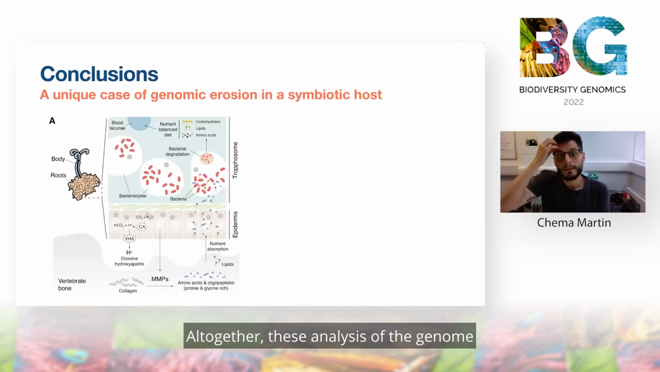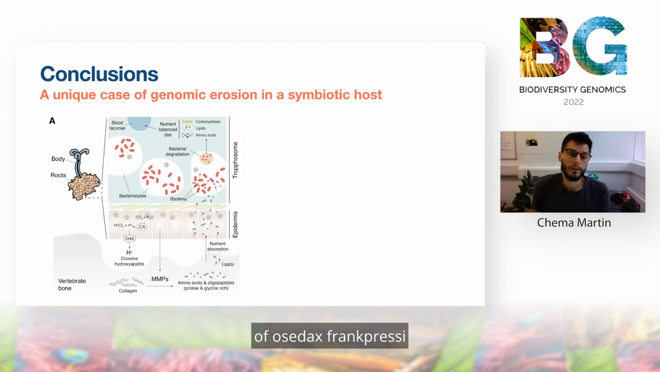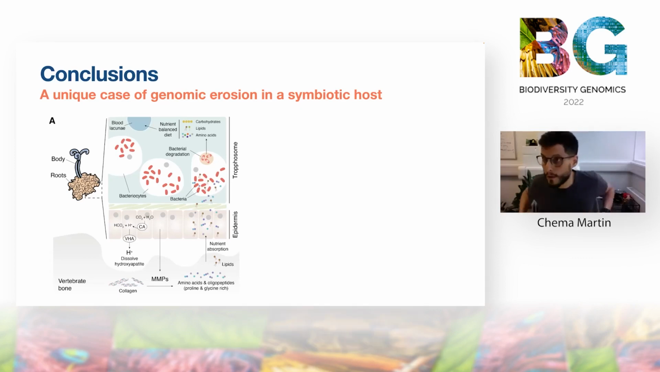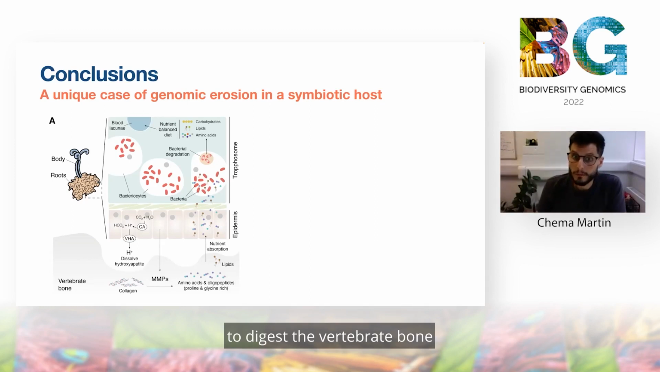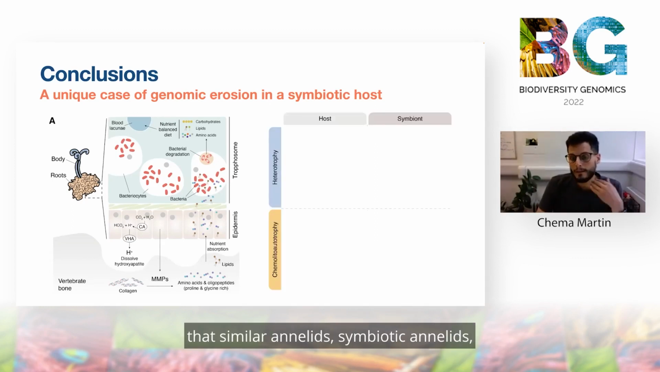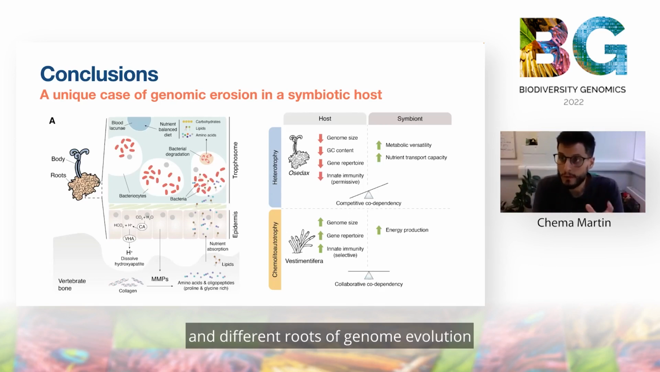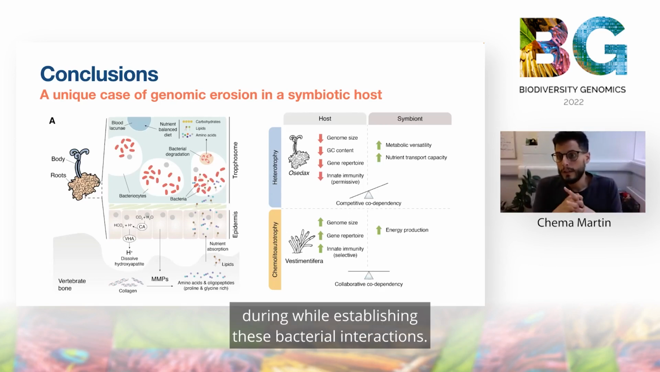Altogether, this analysis of the genome of Osedax frankpressi allows us to define a scenario of how the host and the symbiont interact to digest the vertebrate bone, and also highlighted the fact that similar symbiotic annelids, with different nutritional interactions, experience different pathways and different routes of genome evolution while establishing these bacterial interactions.